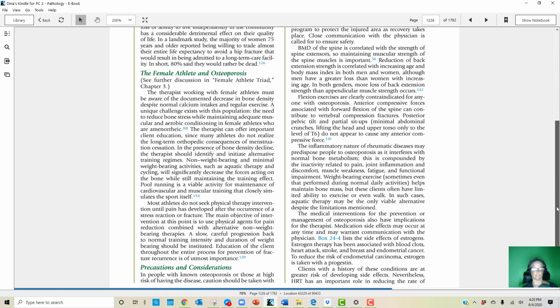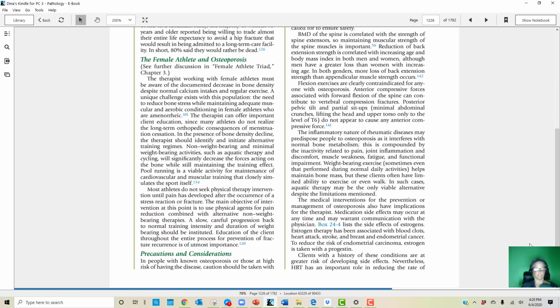The female athlete and osteoporosis. See further discussion in Female Athlete Triad, Chapter 3. The therapist working with female athletes must be aware of the documented decrease in bone density despite normal calcium intakes and regular exercise. A unique challenge exists with this population, the need to reduce bone stress while maintaining adequate muscular and aerobic conditioning in female athletes who are amenorrheic.